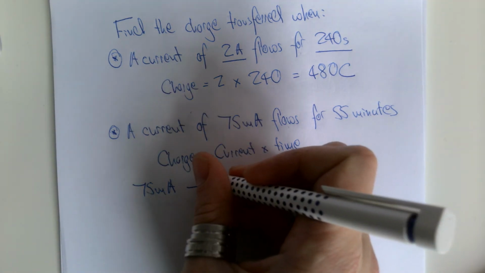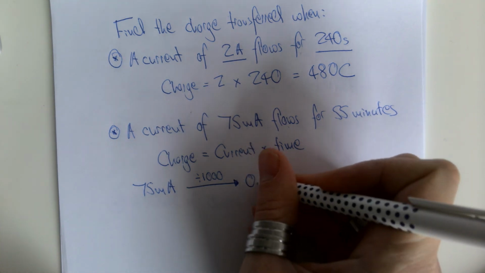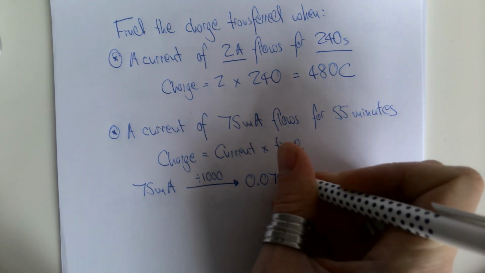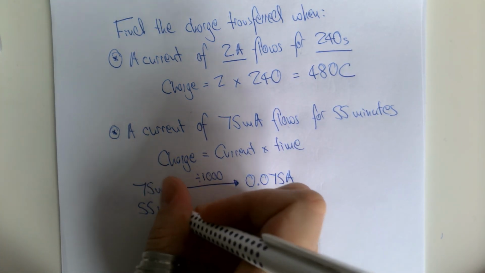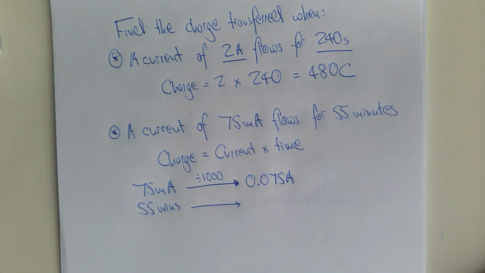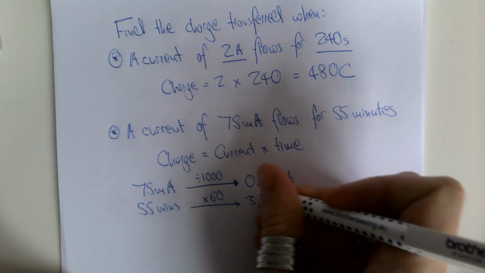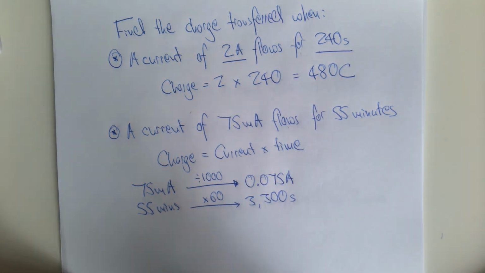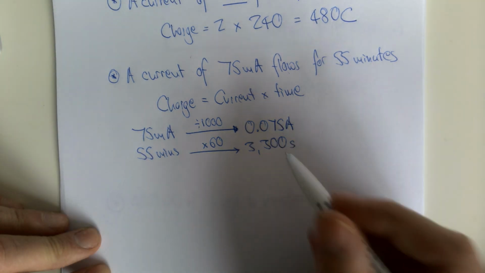Now, in order to convert milliamps into amps, all we have to do is divide by 1000. So if we divide by 1000, our 75 milliamps becomes the same as 0.075 amps. And we have 55 minutes. Now we want our unit of time to be in seconds. So to convert between minutes and seconds, we have to times by 60. We have 60 seconds in a minute, which gives us 3,300 seconds. Now we have our different current and time in the correct units.